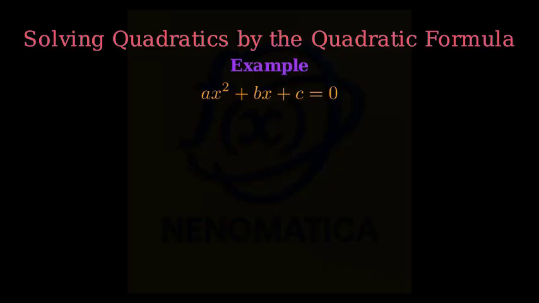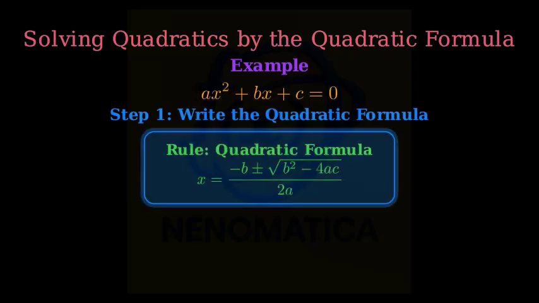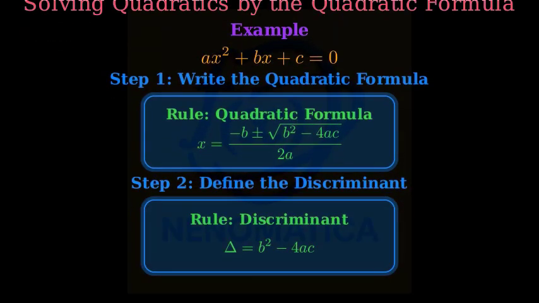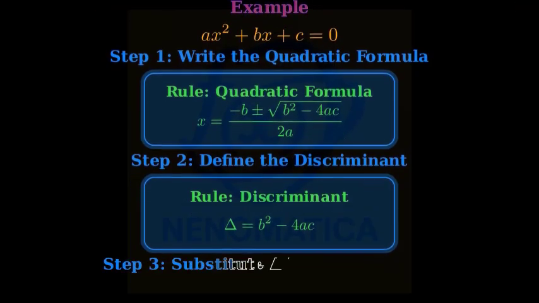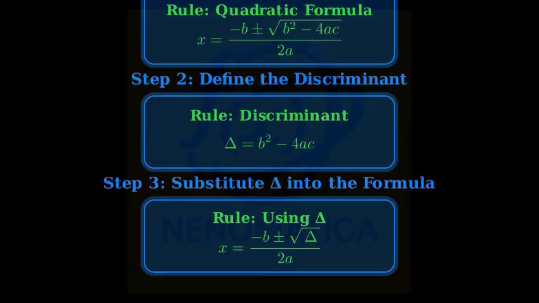Step 1. State the quadratic formula. The solutions are x equals negative b plus or minus the square root of b squared minus 4ac, all over 2a. Step 2. Define the discriminant. We let capital delta be equal to b squared minus 4ac. Step 3. Rewrite the formula using delta. Now we have x equals negative b plus or minus the square root of delta over 2a.